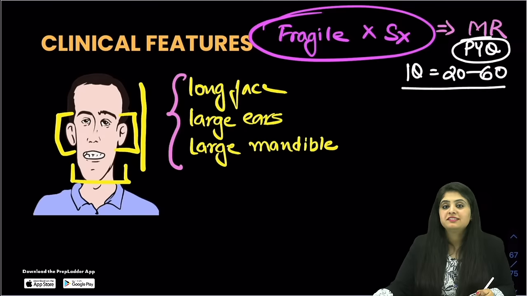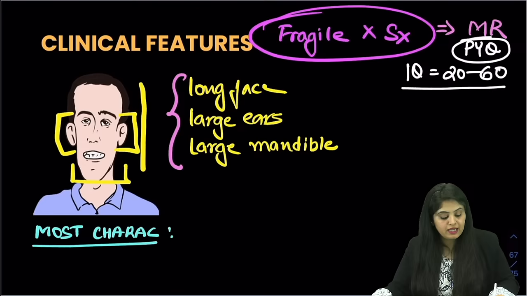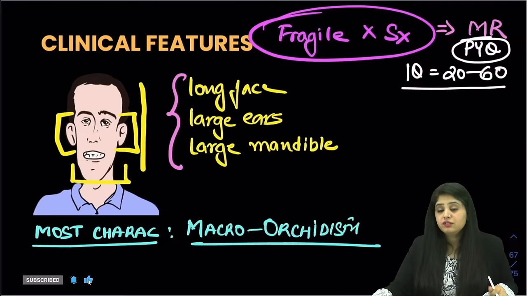Not only that, next question, what is the most characteristic feature? None of these. That is not characteristic. Macroorchidism or large gonads, that is going to be the most characteristic feature that you have. Having said that, these are not the hatchet faces, that is going to come later on. But for now, these are the faces that you have studied.